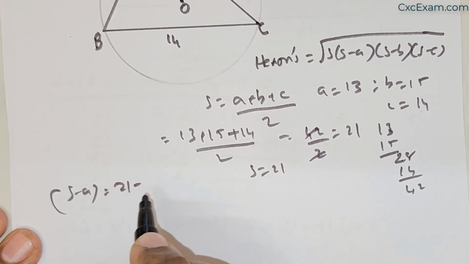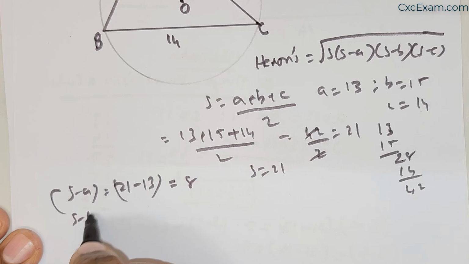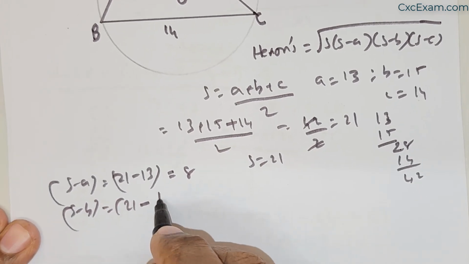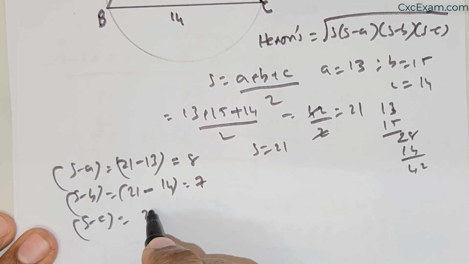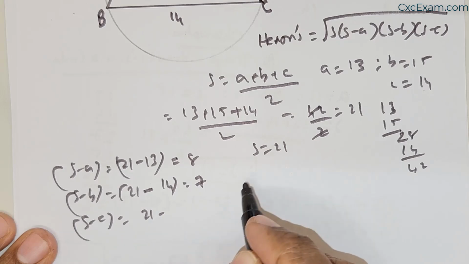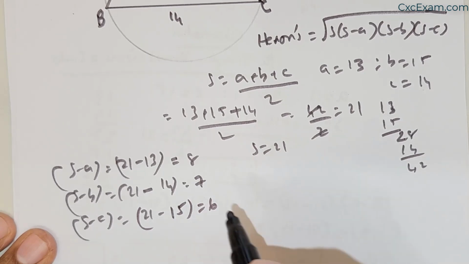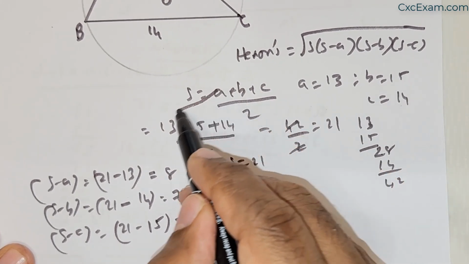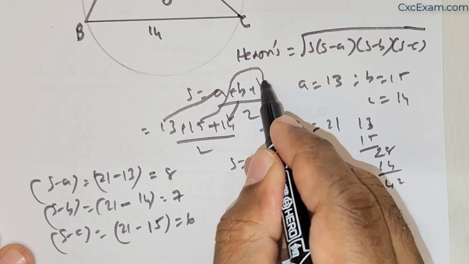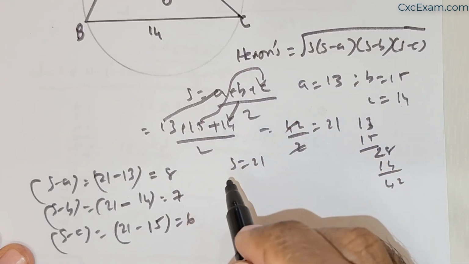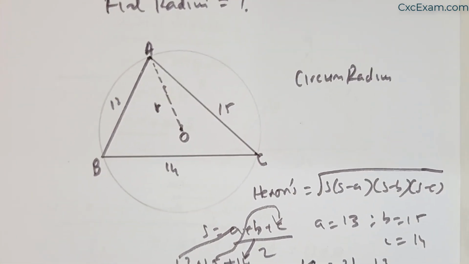Now S negative A is 21 negative 13, which is 8. S negative B is 21 negative 14, which is 7. S negative C is 21 negative 15, so this is going to give me 6. Now A corresponds to 13, B corresponds to 14, and C corresponds to 15, just to avoid any ambiguity.